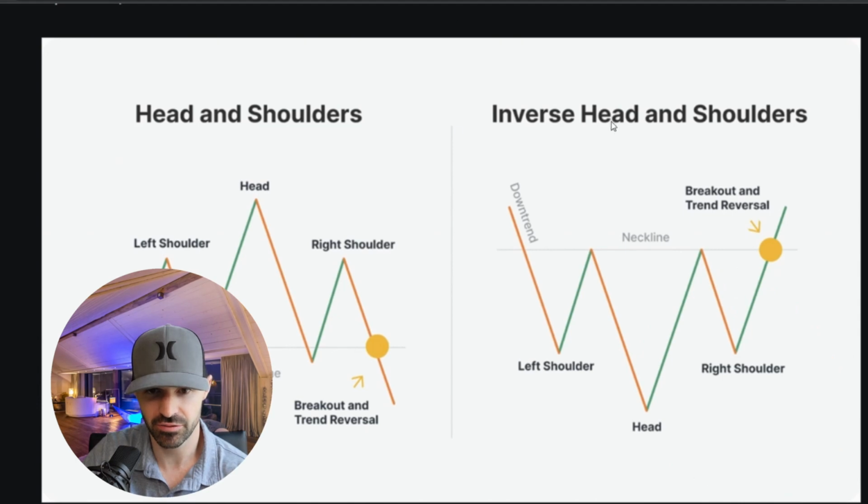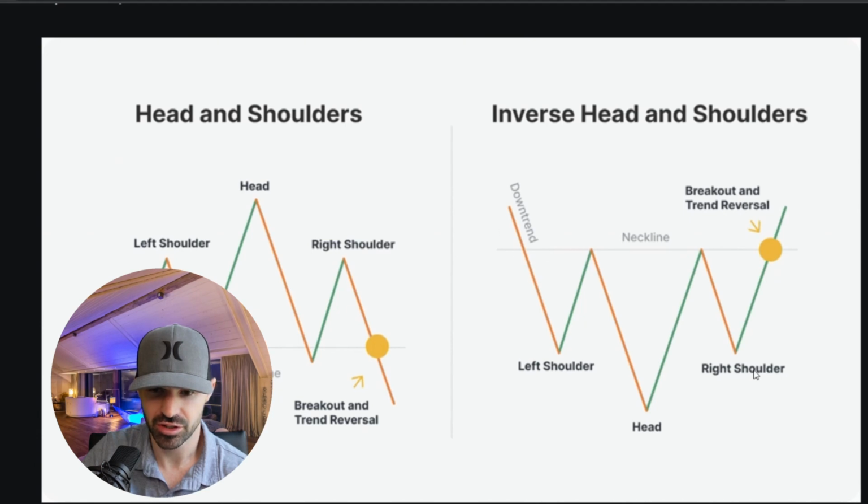So here you have the inverse head and shoulders. So it's very similar, except we have a downtrend. The price then finds support, consolidates, puts in a left shoulder, a head, and a right shoulder. And then you can draw your neckline across here. So this would be a resistance line.